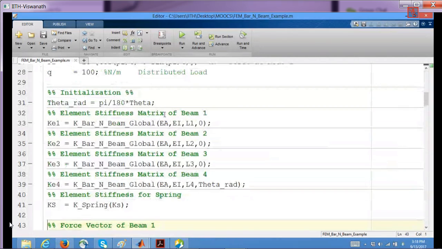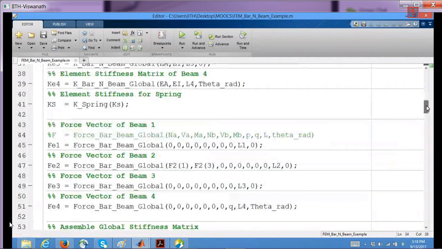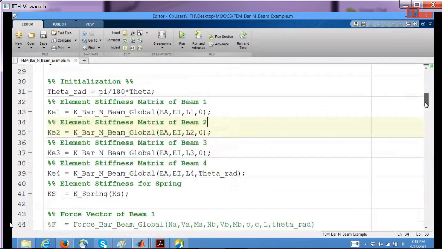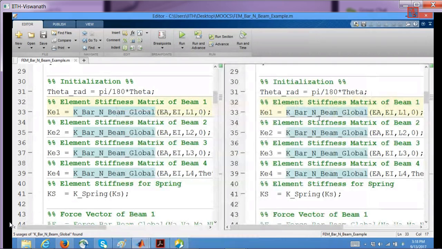So if I come here, see what I need to give for K bar and beam. Let me split the windows so that you can see the things much more elegantly, left and right. So this is the function.